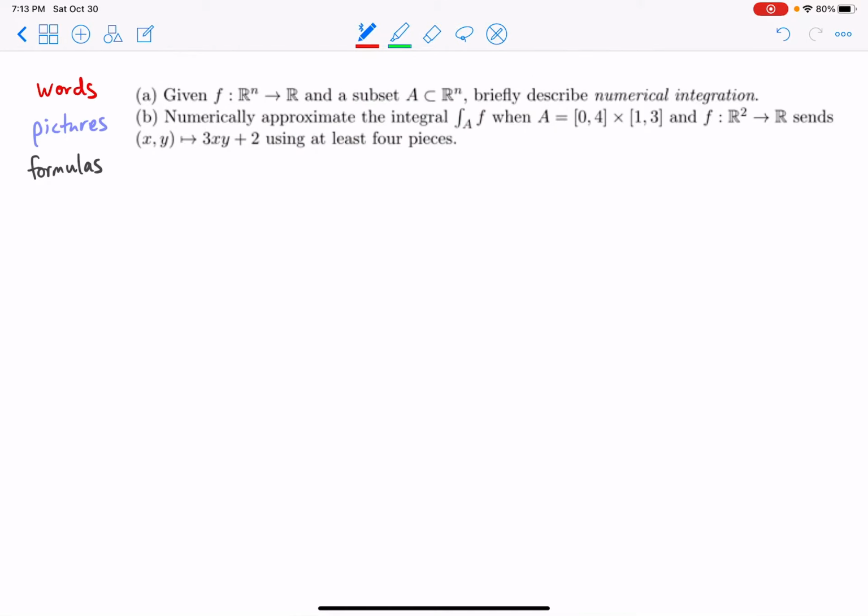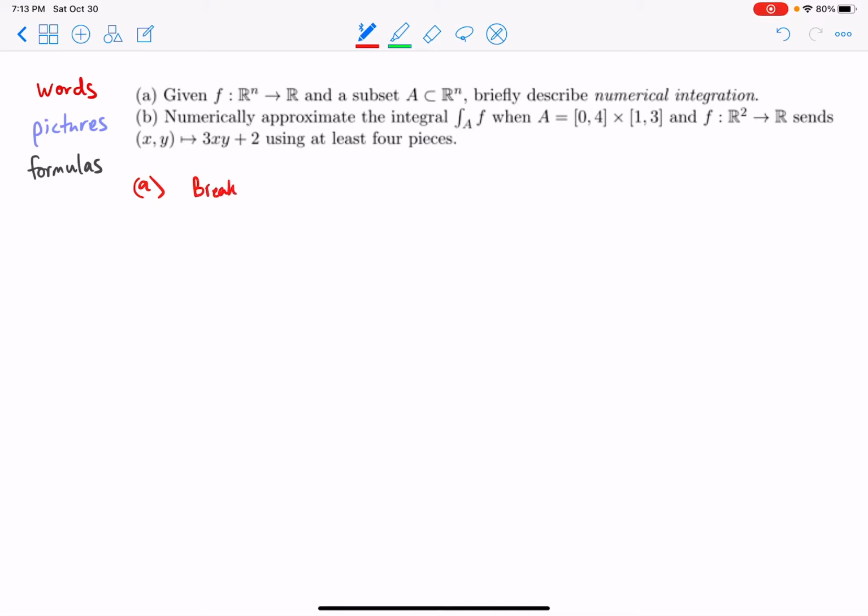Okay, hi everybody. So here we are again with numerical integration. Given f, a function, and a subset of the input space, briefly describe numerical integration.